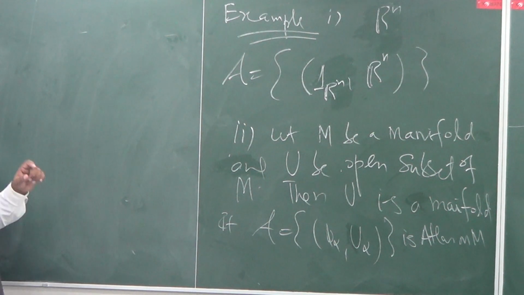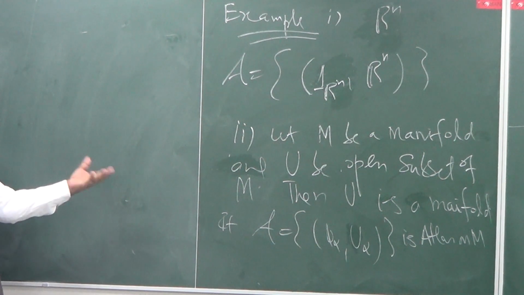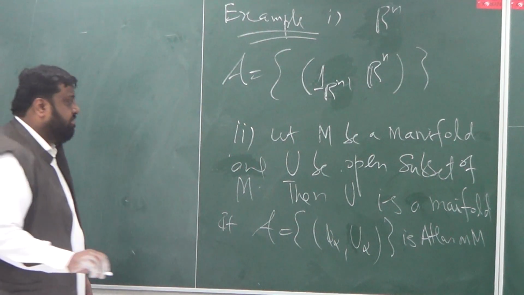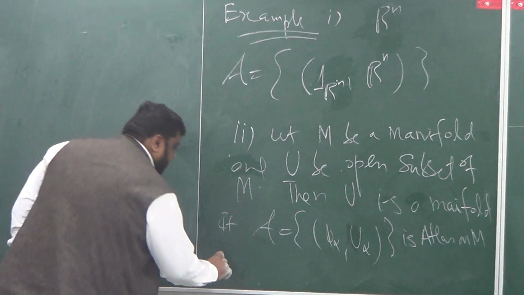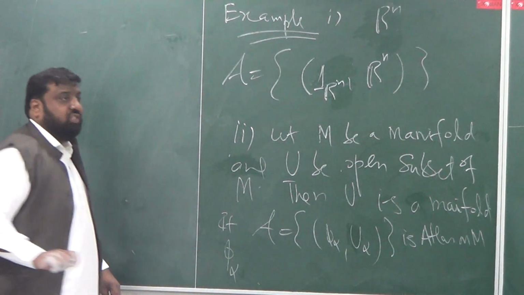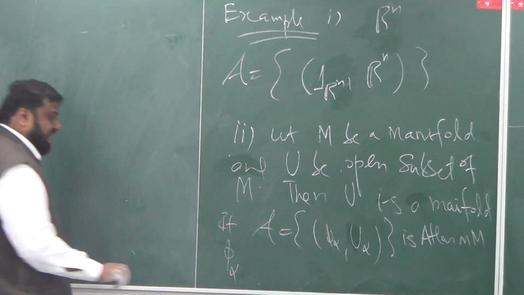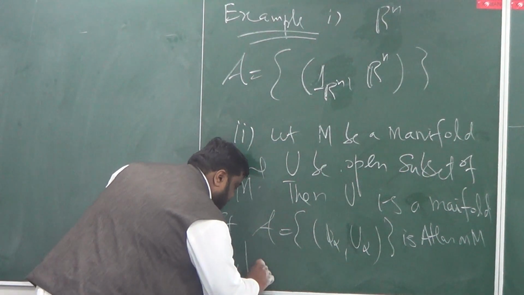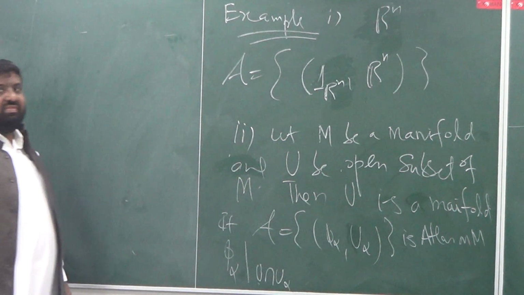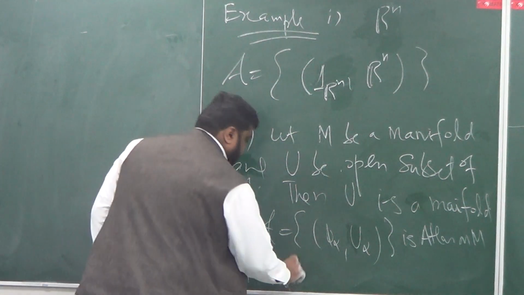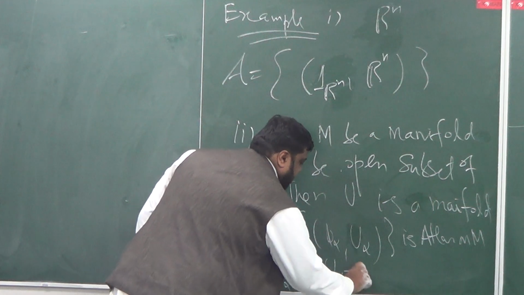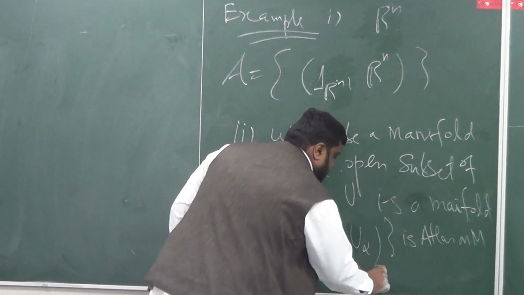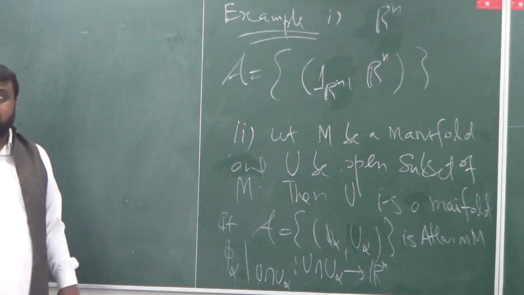So in other words, if I take a chart from a manifold, can I create a chart on an open subset? Let's think about the intersection. First of all, I need a chart map. So the chart map is going to be the same map phi alpha, but restricted to U intersection U alpha. Obviously it's a map from U intersection U alpha into Rn, with image phi alpha of U intersection U alpha. Let's call it Rn or whatever.